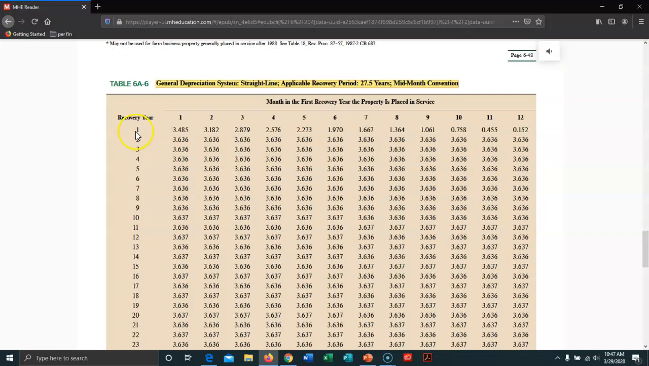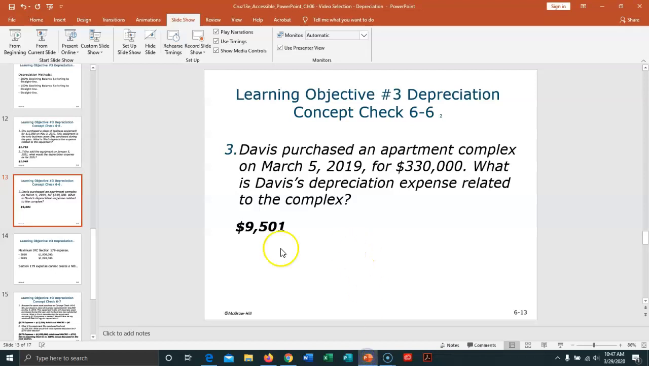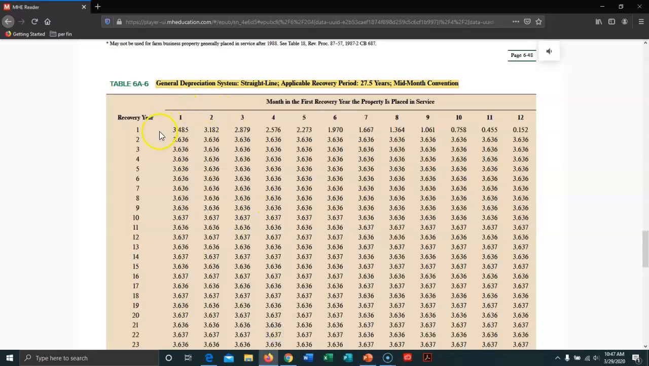All right, so this is year one. We know that it was purchased in March. So we're going to take the cost of that asset times 0.2879. And when I do that math, it's going to come back and give us the correct answer: for that first year depreciation on this asset, it's going to be $9,501. Now again, when we go back to the chart, remember the key pieces of information.